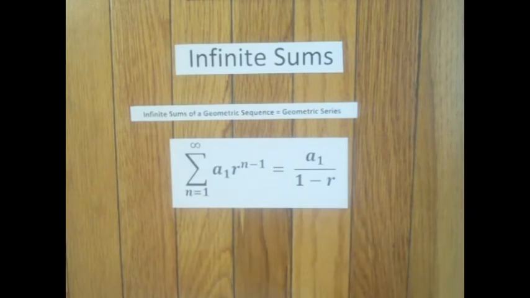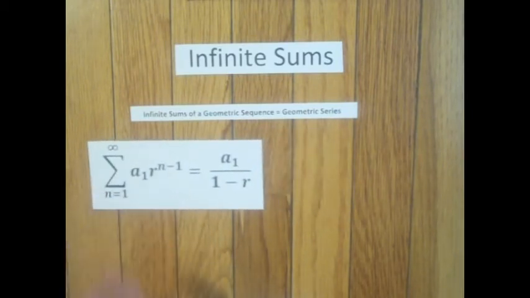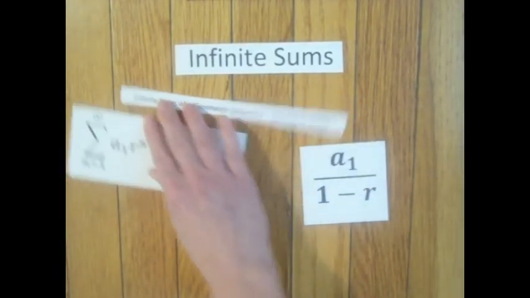And this, a sub 1 over 1 minus r, is the formula that we're going to use to find the infinite sum of a geometric series. That is definitely one that you want to memorize.